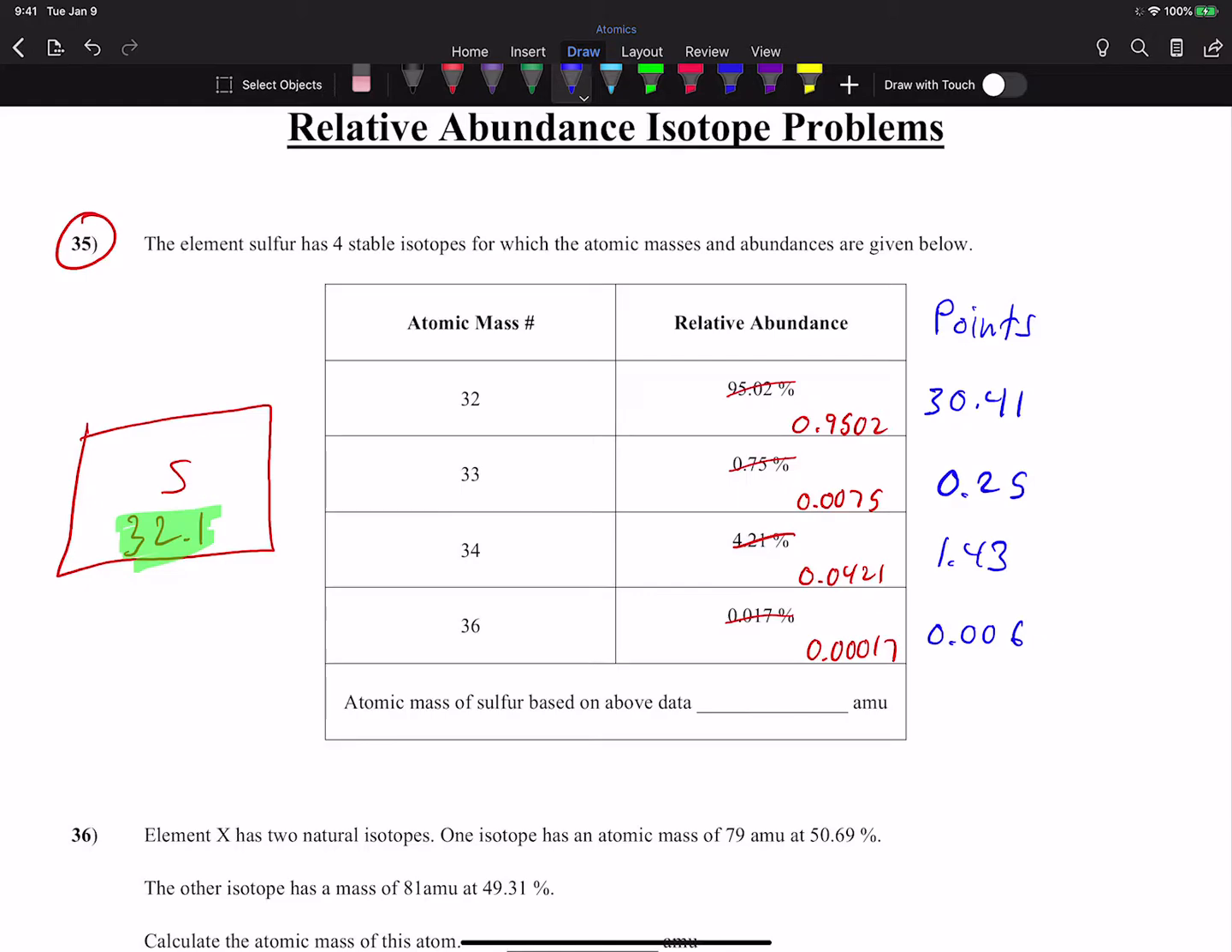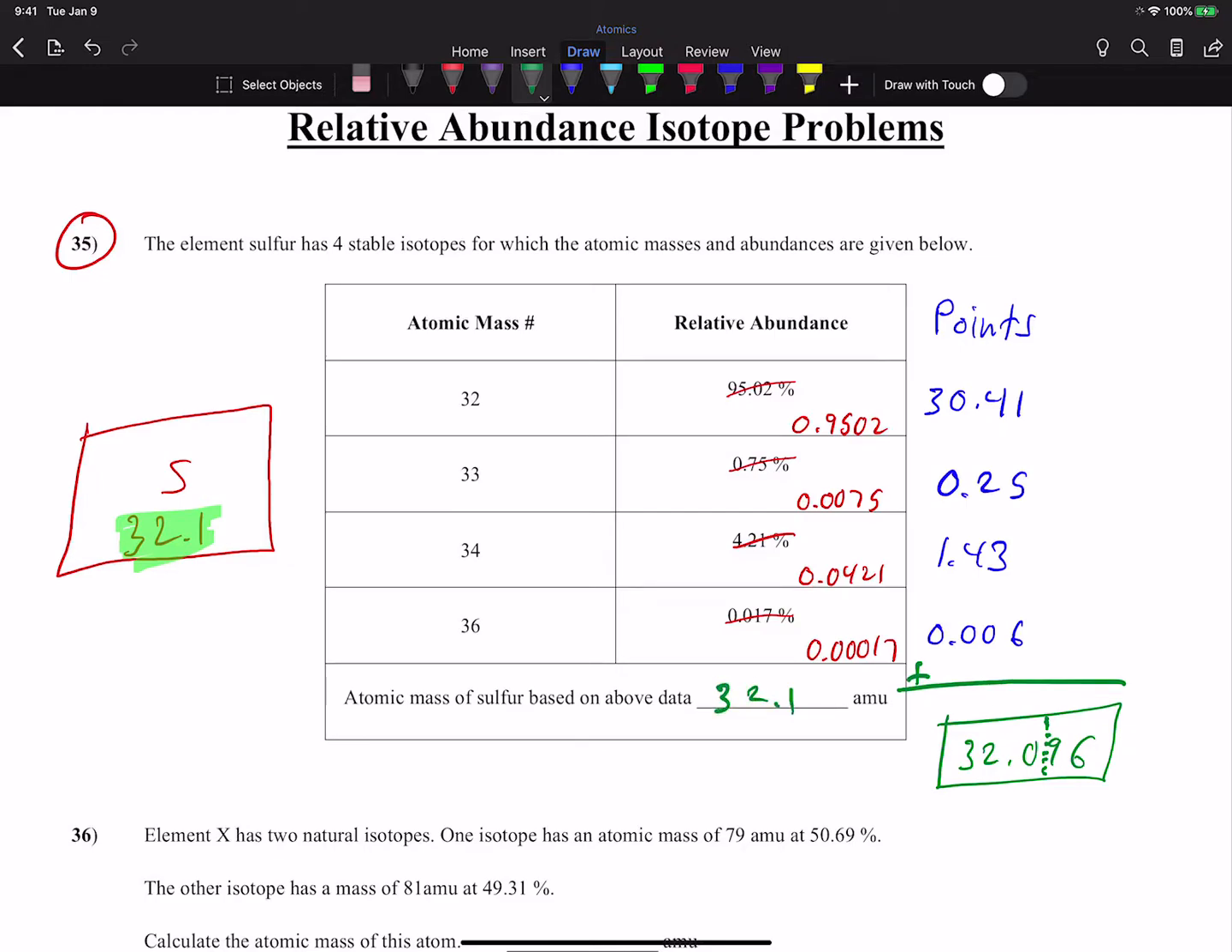All right, so now what we need to do is to take the points and sum them up. So 30.41 plus 0.25 plus 1.43 plus 0.006 is a total in the calculator of 32.096. All of our masses are to 3 sig figs. The 9 influences the 0, and we get 32.1. So that would be a classic calculation of a relative abundance problem.